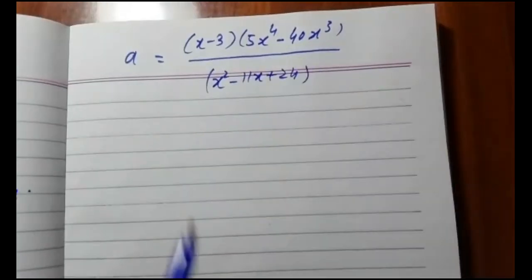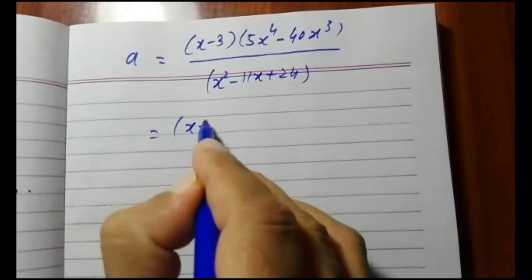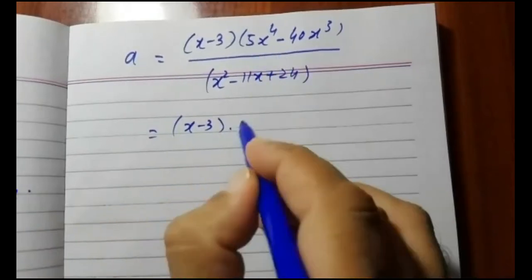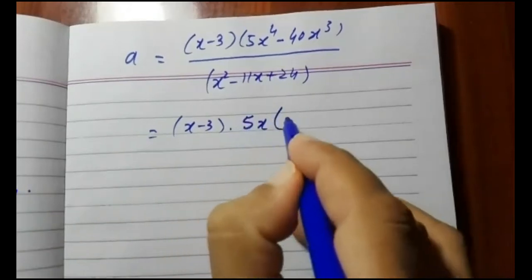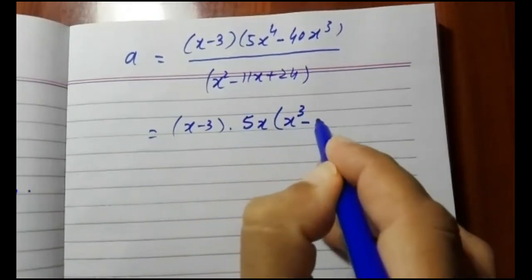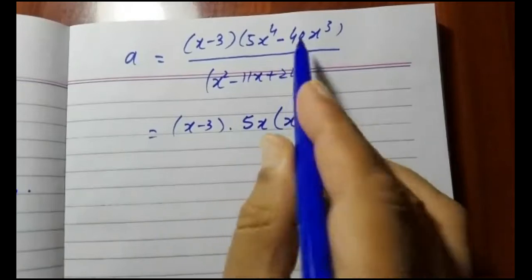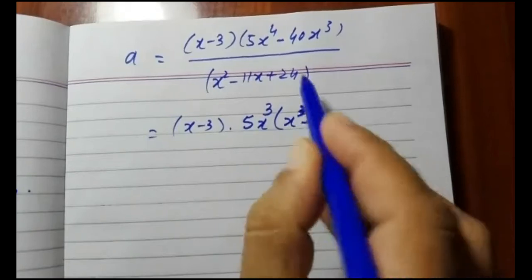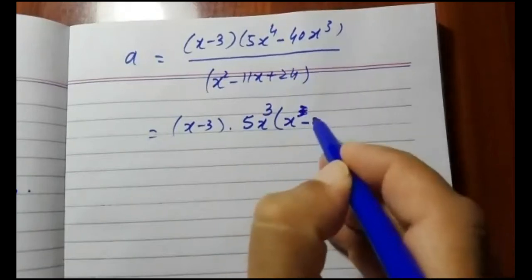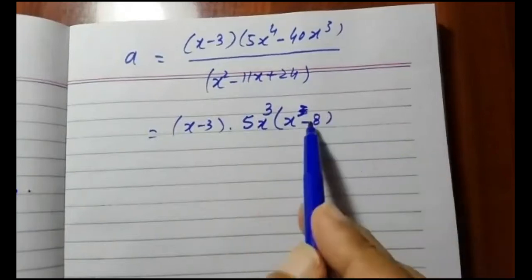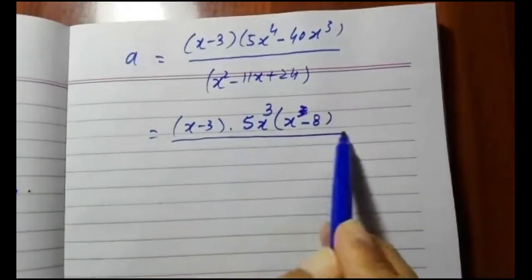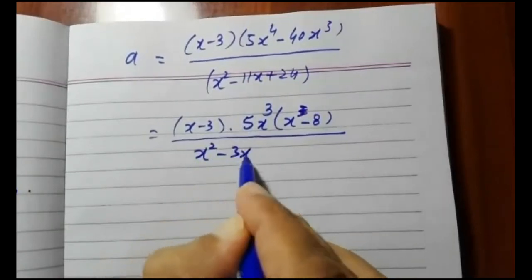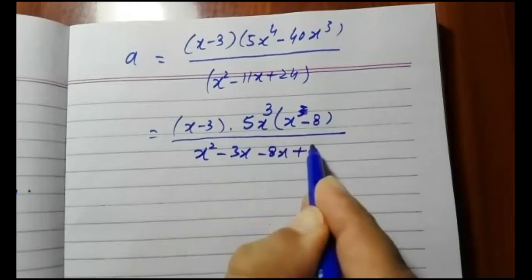Now once A is there, you will factorize the numerator terms first. You have to see what is common in this bracket. 5 and x^3 are common, so we get 5x^3 times x minus 8. So x minus 3 will be there within the bracket, and in the denominator we will factorize x^2 minus 11x plus 24.